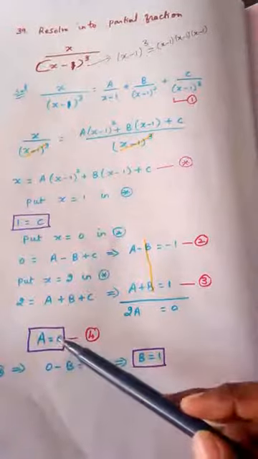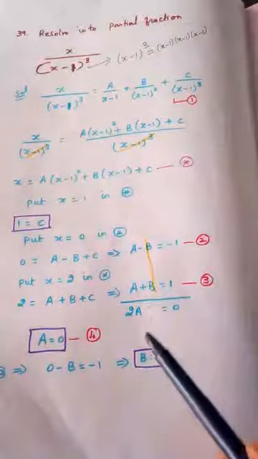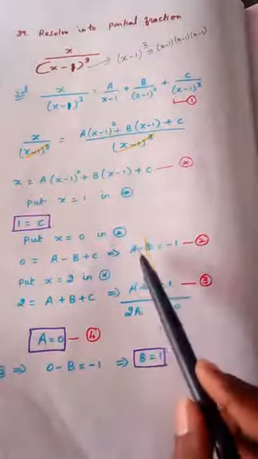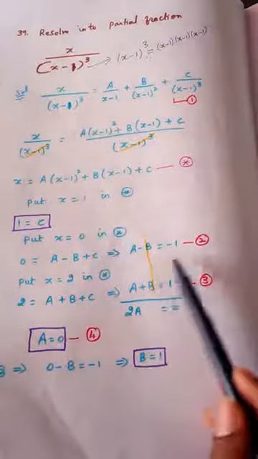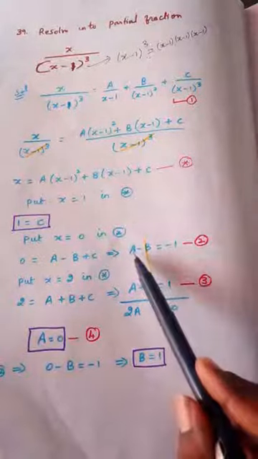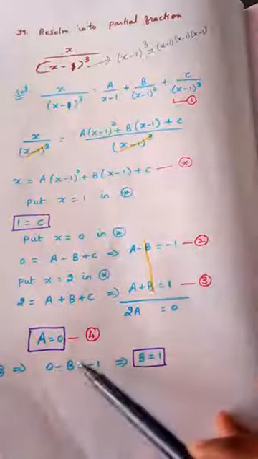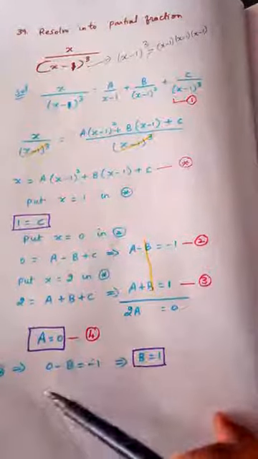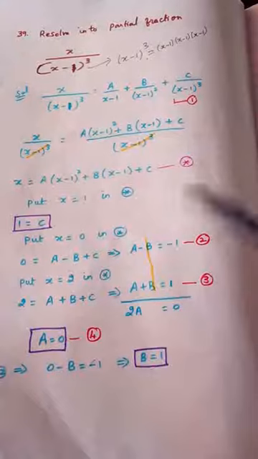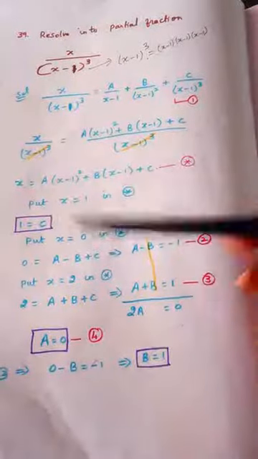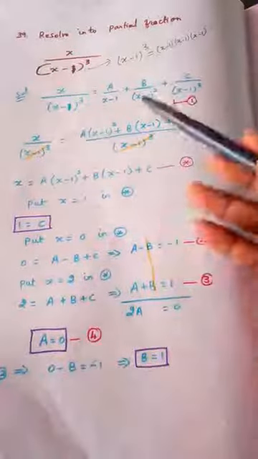So out of 3 values, we found out 2, a and c. Only thing is b value we need to find out. We can use this or this equation to find b, because a value we got 0. So use this second equation and write 0 for a. What happens? 0 minus b equal to minus 1. Minus minus cancel. So b is equal to 1. Now we got all the 3 values, a 0, b 1, c 1. So we can easily substitute here and tell the answer. Now just substitute and tell.